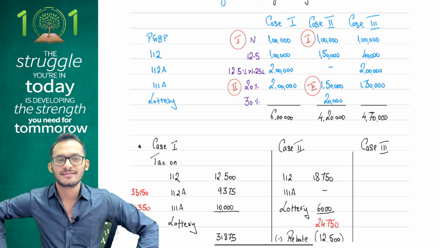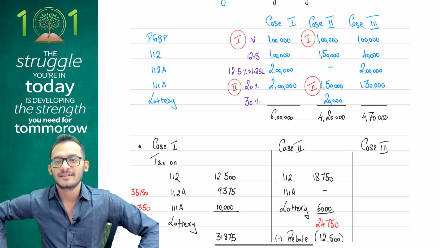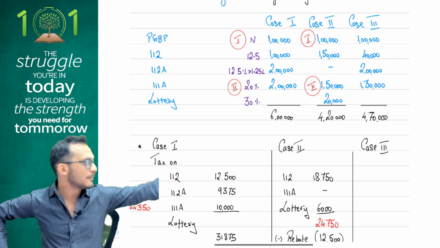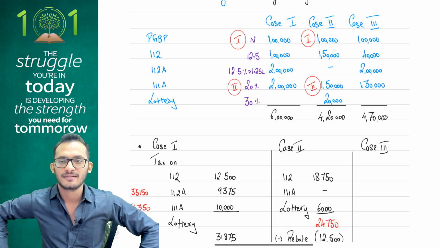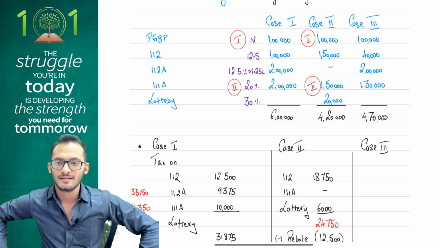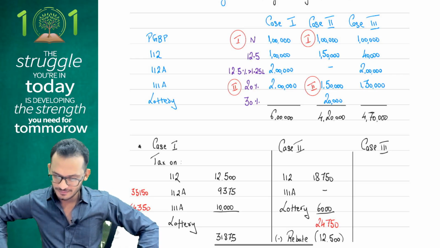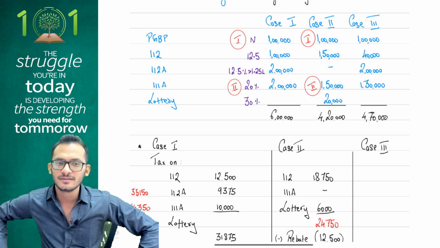Same mistake you're making again. आपको रिबेट कितने पे मिलता है? 5% के हिसाब से मिलता है. यहाँ पे 12.5 का रेट चल रहा है, कैसे आपको मिलेगा? नहीं. Why are you not taking 111A first?